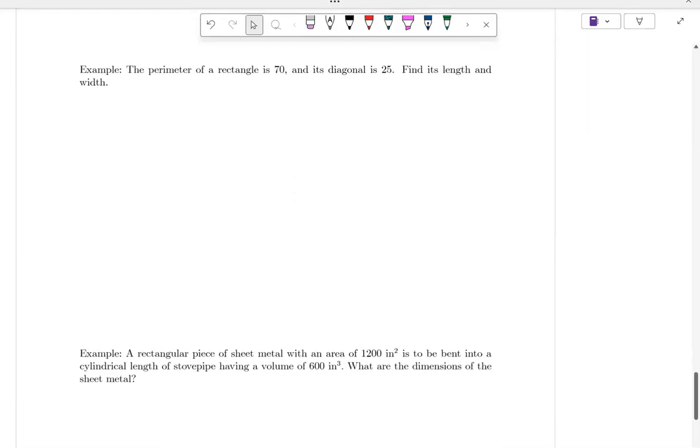Let's see if we can do one of these examples here. It says the perimeter of a rectangle is supposed to be 70, and its diagonal is supposed to have length 25, and we're to find the length and the width. All right, so let's just draw some rectangle here. I don't know the length and I don't know the width. I'll just use an x and a y to start with.